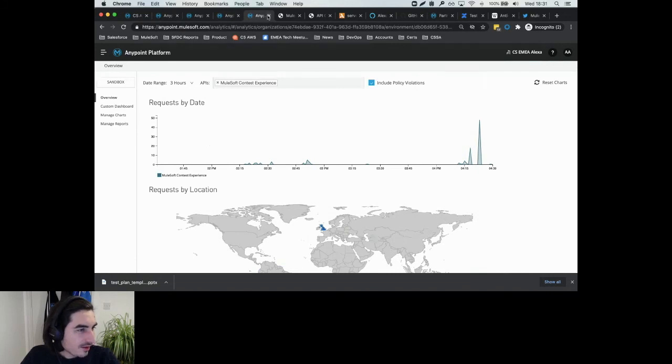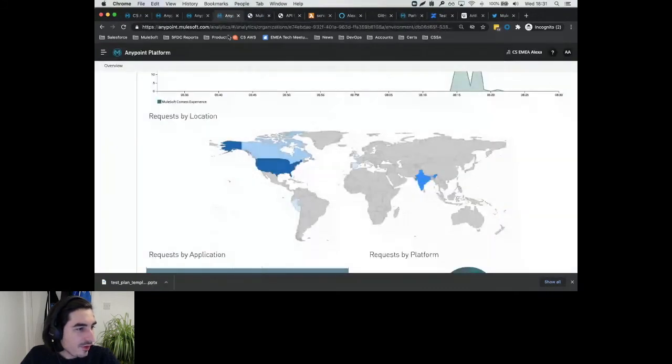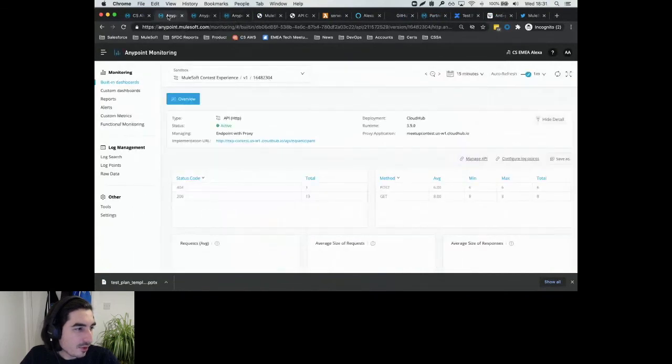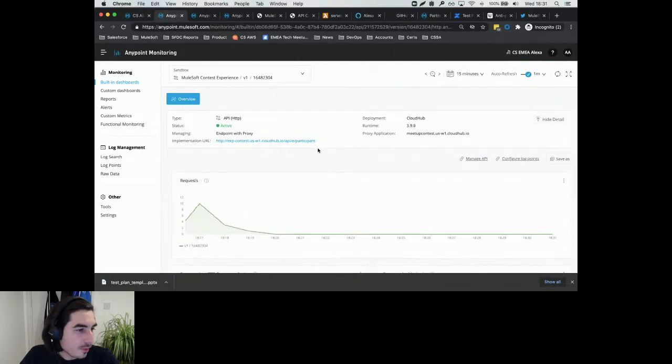Okay. Great. So with that, we cover the view from API Analytics in the API Manager, and you get that out of the box. All of this is out of the box. These dashboards are all out of the box in any point monitoring.